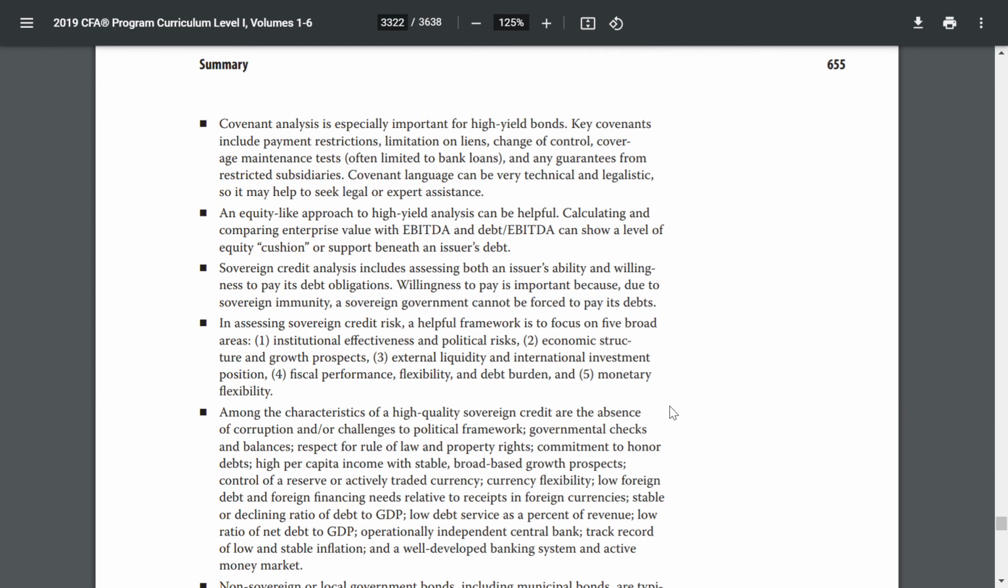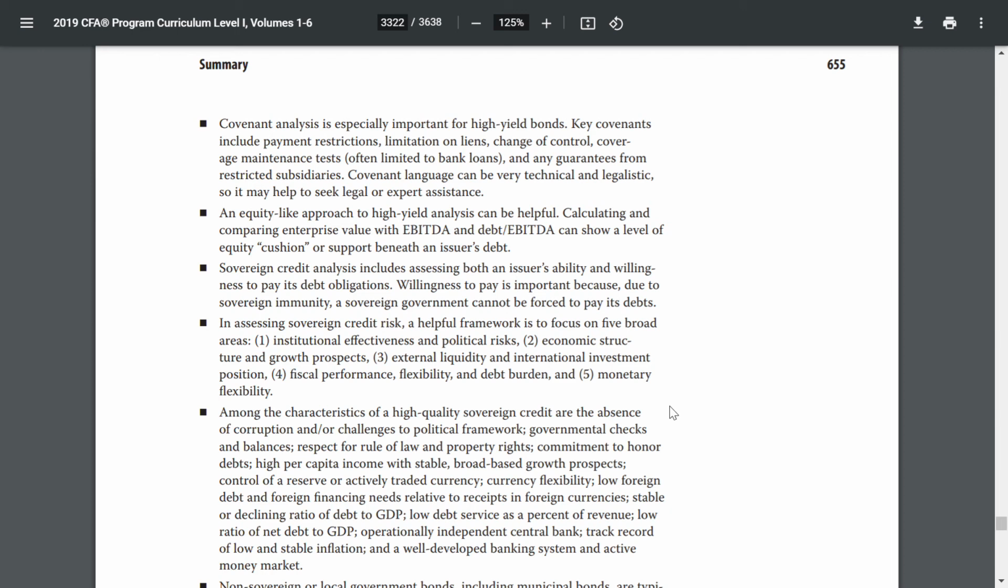Covenant analysis is especially important for high yield bonds. Key covenants include payment restrictions, limitations on liens, change in control, covenant maintenance tests, and any guarantees from restricted subsidiaries. Covenant language can be very technical and legalistic, and it may help to seek legal and expert assistance.